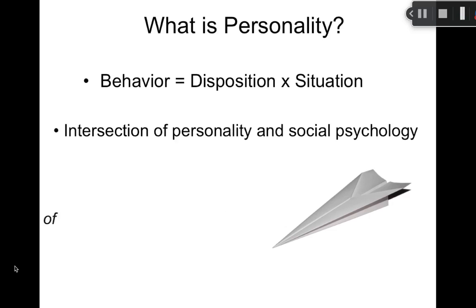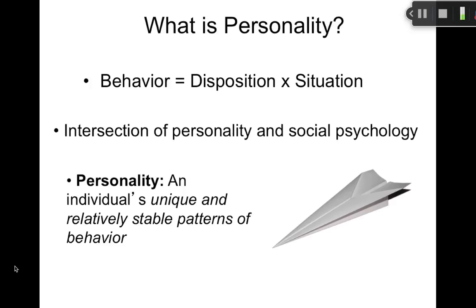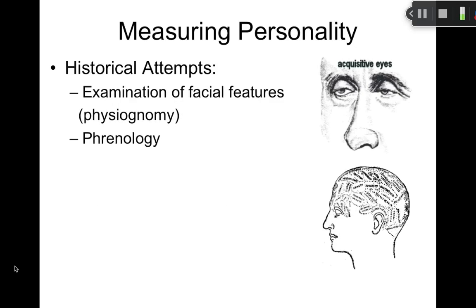So let's begin with a working definition of personality. Think of it as an individual's, that's you and me, unique and relatively stable patterns of behavior. So that's how we're going to define personality. There have historically been different ways people have attempted to tap in and measure different personality traits and attributes.